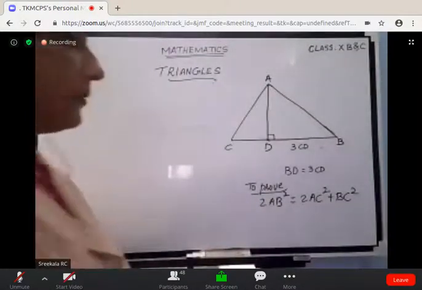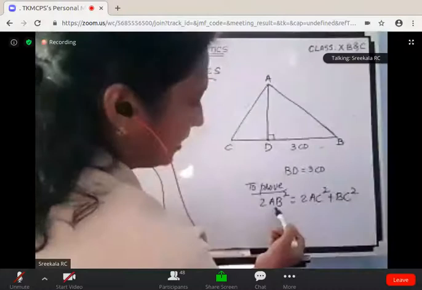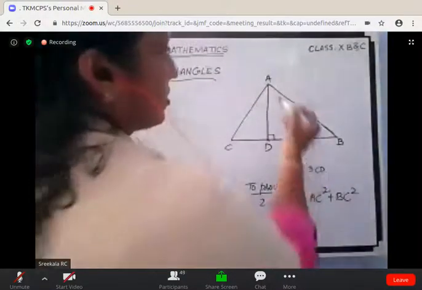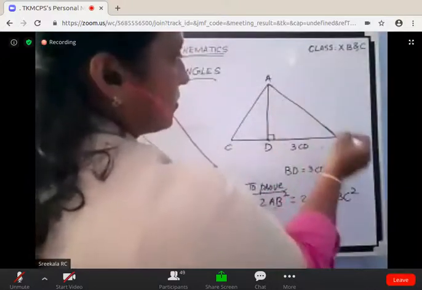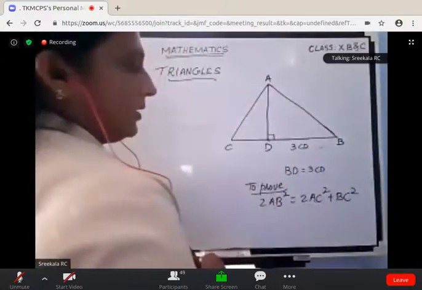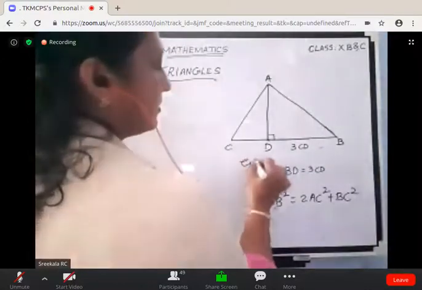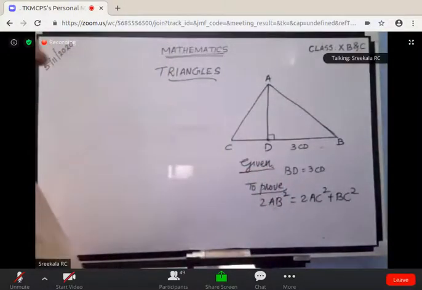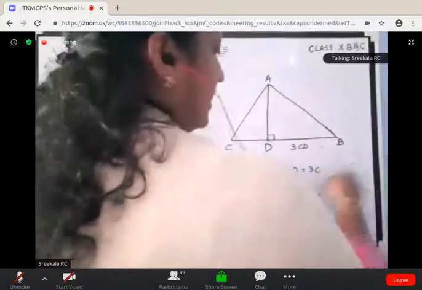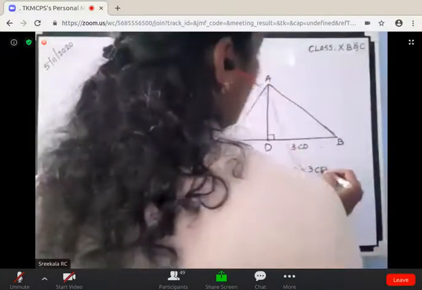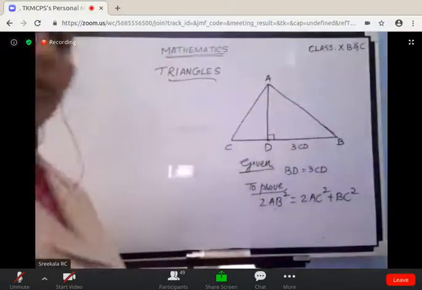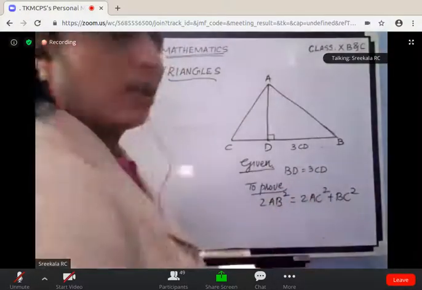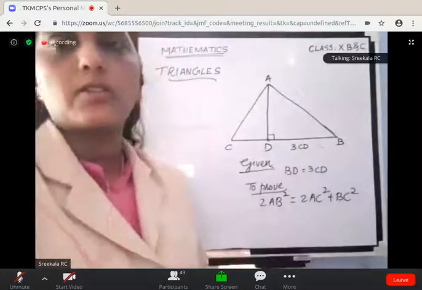So we can start from the proof. To prove 2AB square, consider the triangle with AB as hypotenuse. So consider this triangle ABD. First of all, write the given: BD equal to 3CD, AD is the perpendicular. To prove 2AB square equal to 2AC square plus BC square. Look at the question and write.